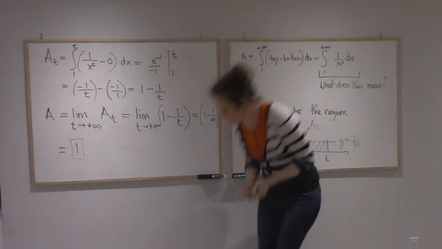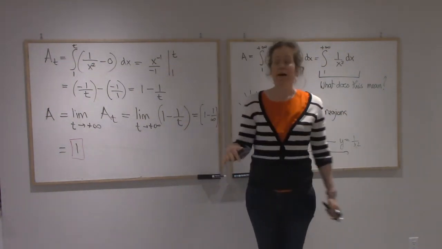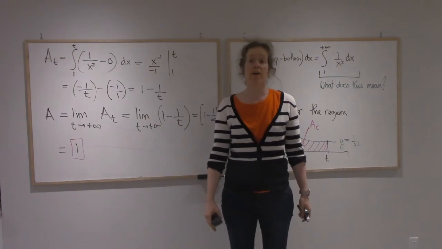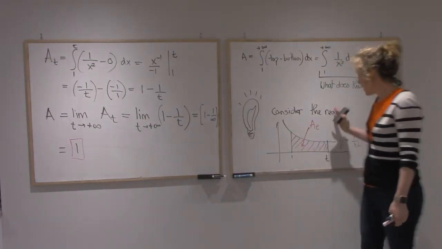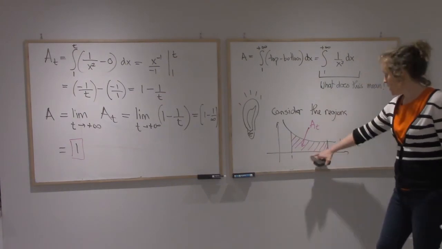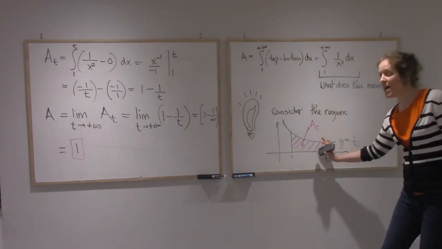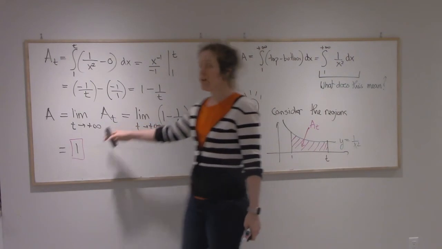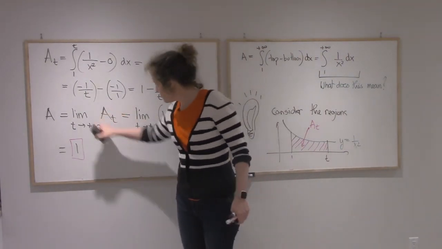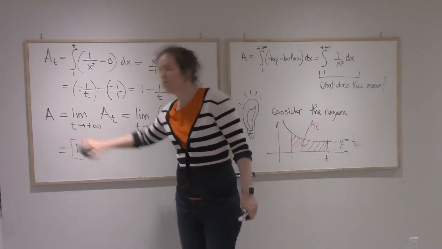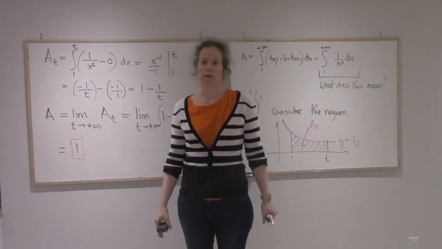So even though my first region was not bounded, I still get a finite area, which is cool. And I get it from looking at these truncated regions that stop at t and then letting t go to infinity, not using Riemann sums, but after you've computed these, then you will apply the limit.